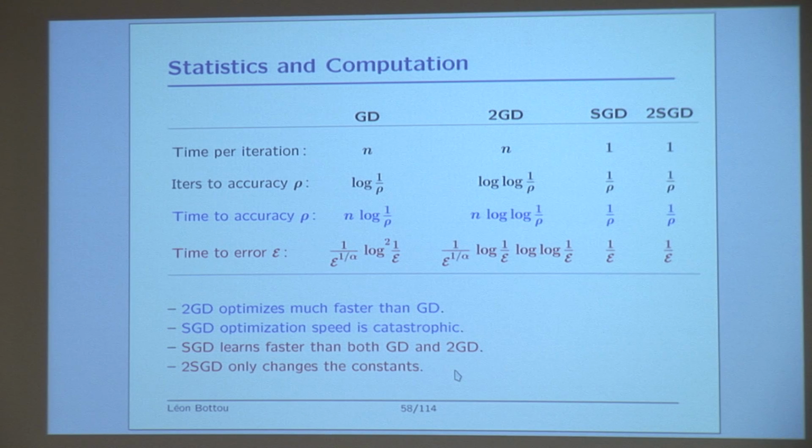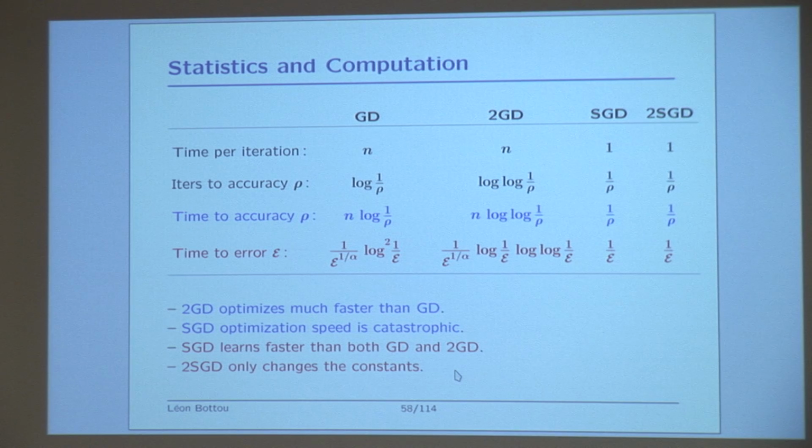Number of iterations to reach a certain accuracy. For gradient descent, it is logarithmic in 1 over the accuracy. For second order gradient descent, it is log-log in 1 over rho. That's this superlinear optimization algorithm. For the stochastic gradient descent it is in 1 over rho, and for the second order it is in 1 over rho as well. So for the time to reach a certain accuracy, I have to multiply the two.